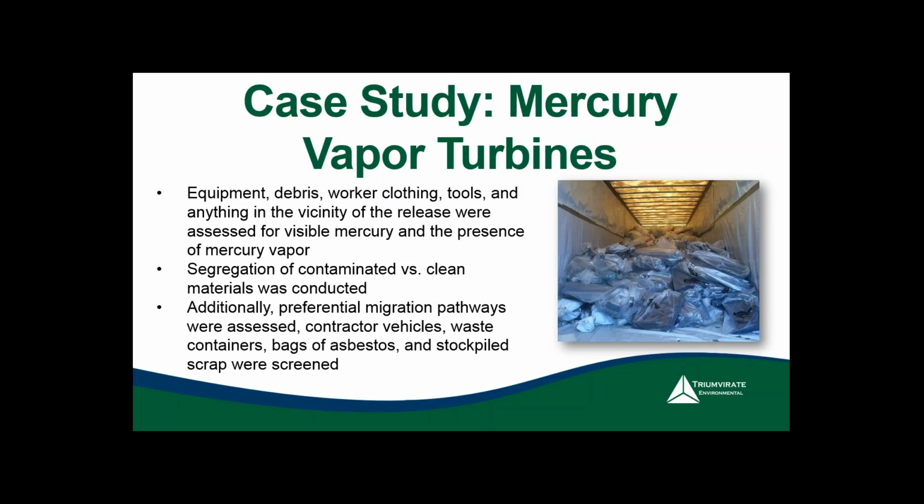Equipment, debris, worker clothing, tools, and anything in the vicinity of the release had to be assessed for visible mercury and the presence of mercury vapor. Segregation of contaminated versus clean materials was conducted, and preferential migration pathways were assessed. Contractor vehicles, waste containers, drains, bags of asbestos, and stockpiled scrap were all screened. Everything was assessed, segregated, and managed accordingly.